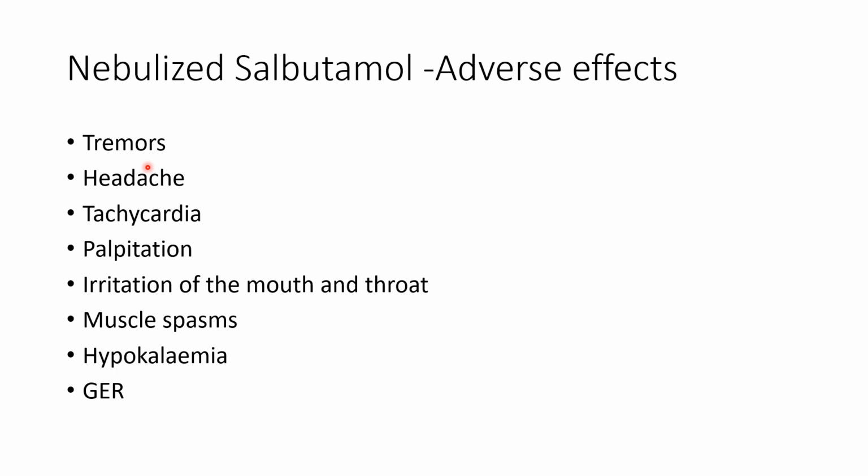What are the side effects? Patient can develop tremors, headache, tachycardia, palpitation, irritation of the mouth and throat, muscle spasm, and hypokalemia, especially when the patient is severe acute malnourished and also having asthma. Then this side effect we should keep in mind. And GER can also develop with the inhaled salbutamol.